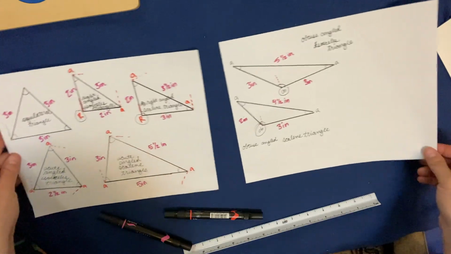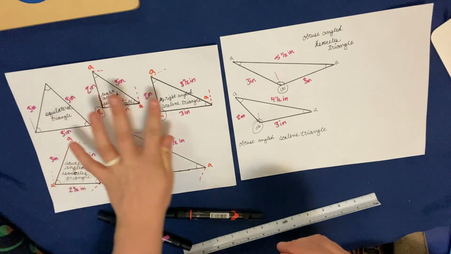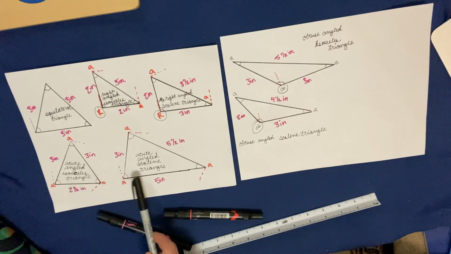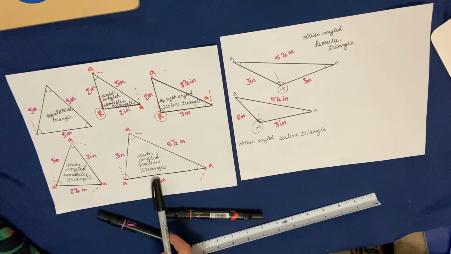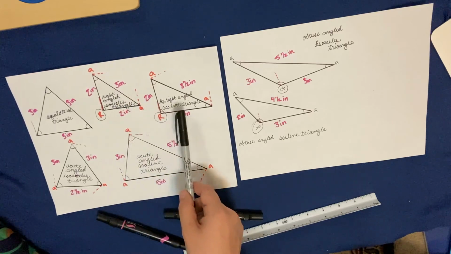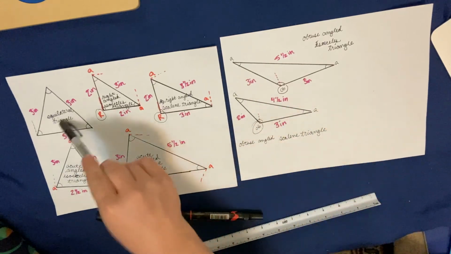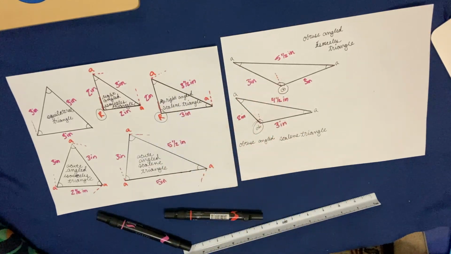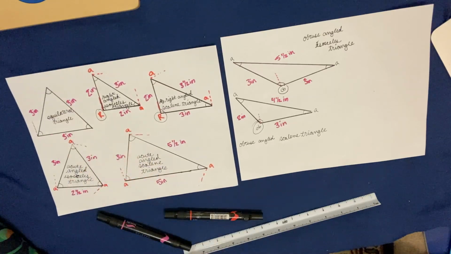Okay, so you can see we have 1, 2, 3, 4, 5, 6, 7 different triangles. We have 2 acute angled triangles. One's an isosceles, one's a scalene. We have 2 right angled triangles. One's an isosceles, one's a scalene. We have 2 obtuse angled triangles. One's an isosceles and one's a scalene. And then we have an equilateral triangle. Okay, so knowing that there's 2 of each angle, and then an equilateral helps you remember how many different triangles there are.